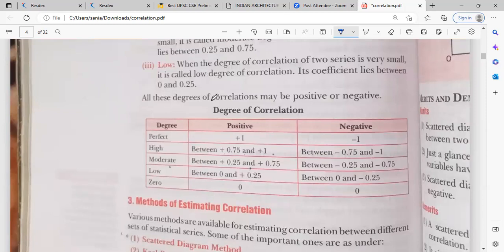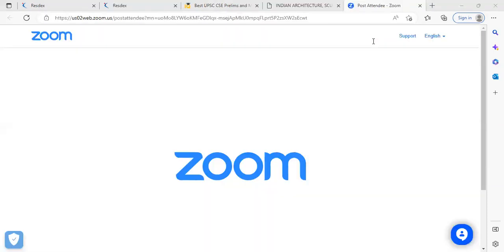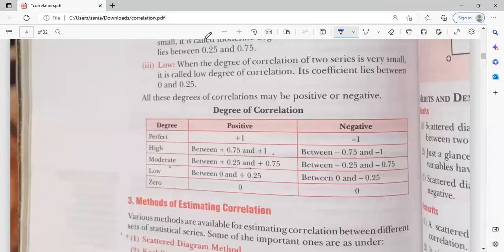Then you will, wait a minute. Now you will write the next table. You will make this table: degree of correlation, and you will make it like this. Okay. Clear?